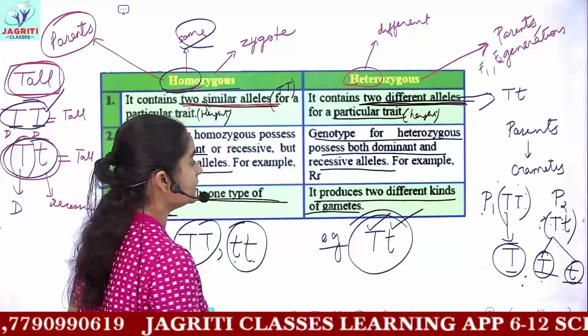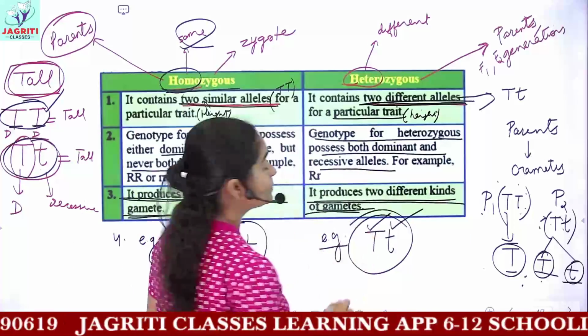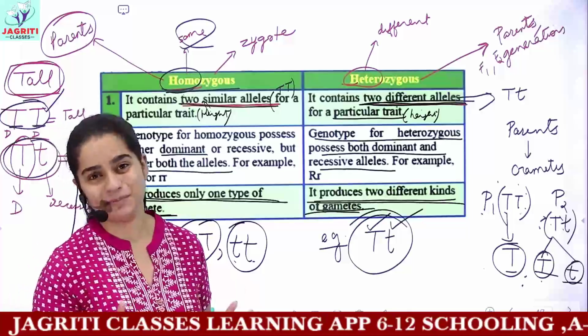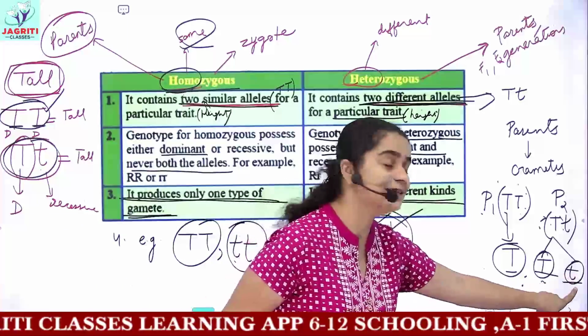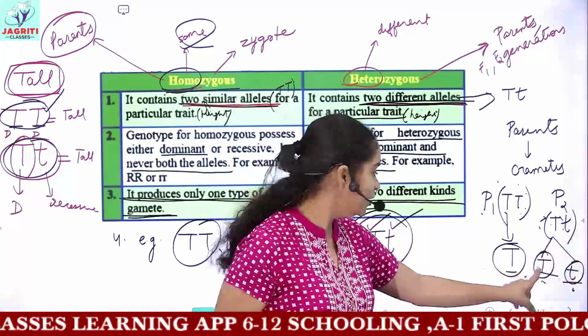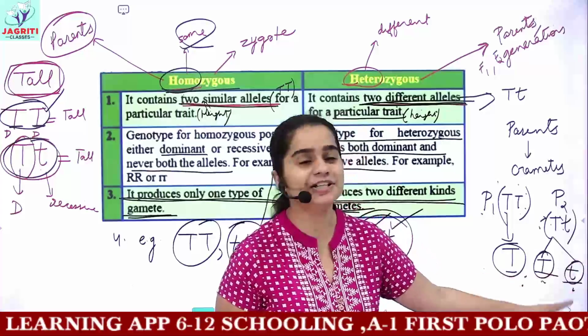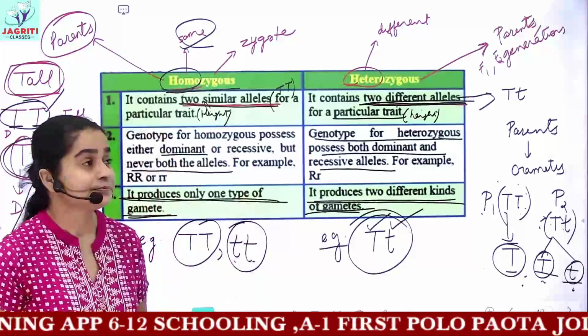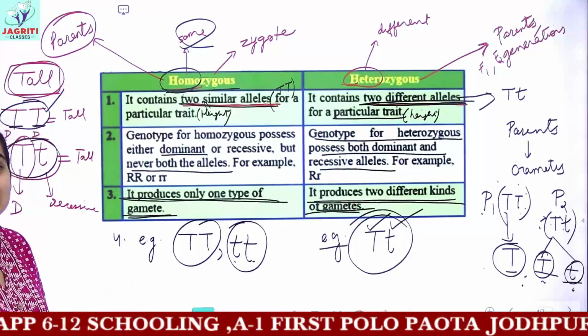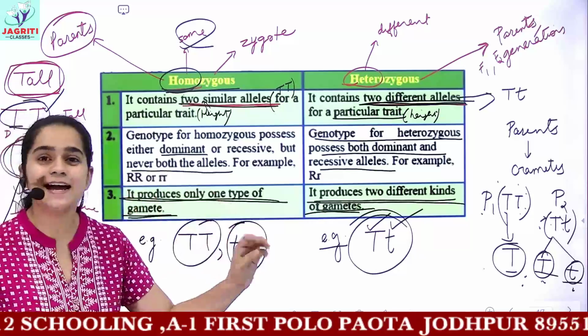So here we say that heterozygous produces two kinds of gametes. One is with capital T, one is with small t. This is an example. You have two different kinds of gametes produced in heterozygous. So I hope this is clear, the difference between homozygous and heterozygous.